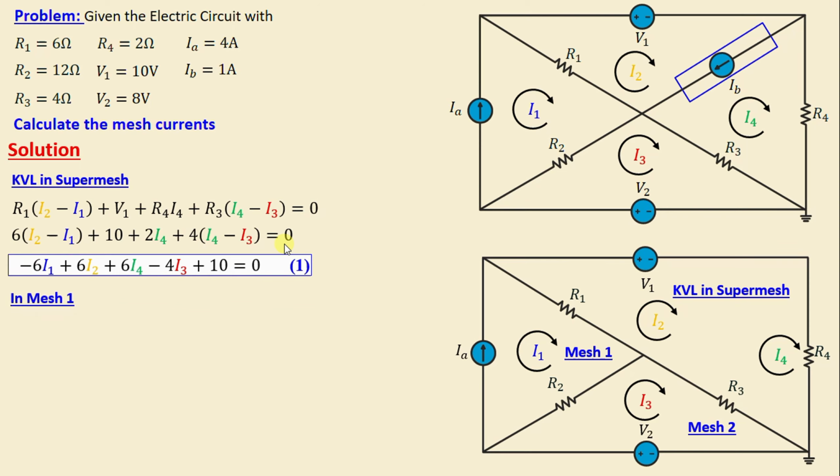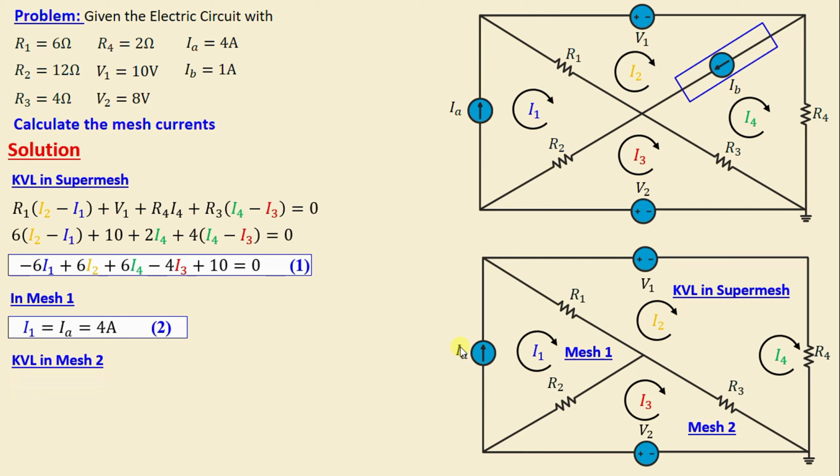We can observe in mesh 1 that the current I1 is equal to the current IA is equal to 4 amps, and I will call this equation 2. Let's move on to mesh number 2.